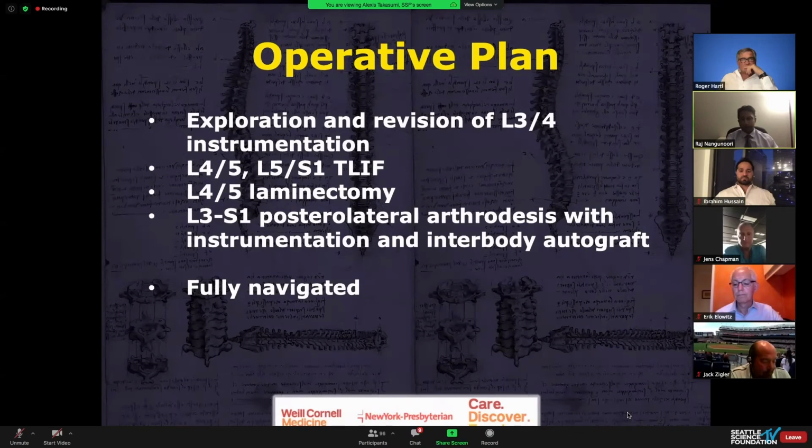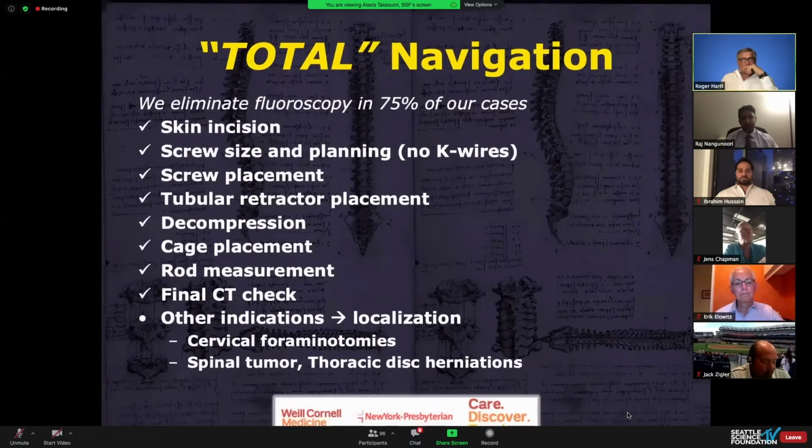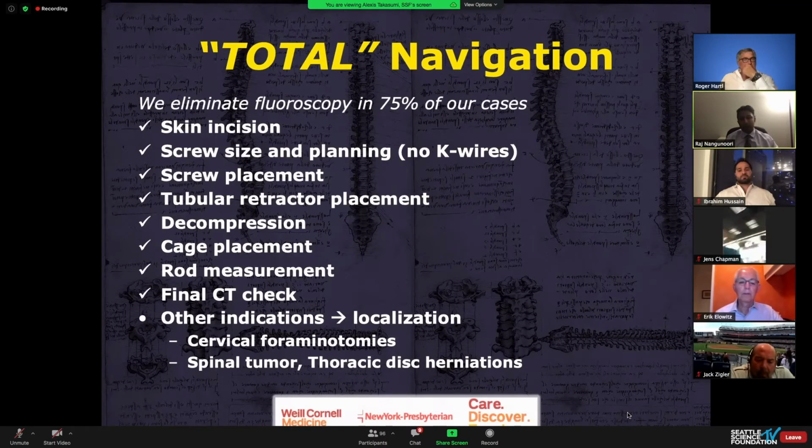And we use navigation for pretty much every step of the case, from pedicle screw placement to the tubular decompression, placing the tubular retractors. So in terms of total navigation, as a result of using the intraoperative CT scanner, we can limit the skin incision, plan the screws, place the retractors, as well as do the decompression and cage placement. In addition, we can also do a post-operative check to make sure that we have adequate decompression, as well as to check the position of the cage, as well as the screws. And Dr. Härtl mentioned some of the other indications as well here.